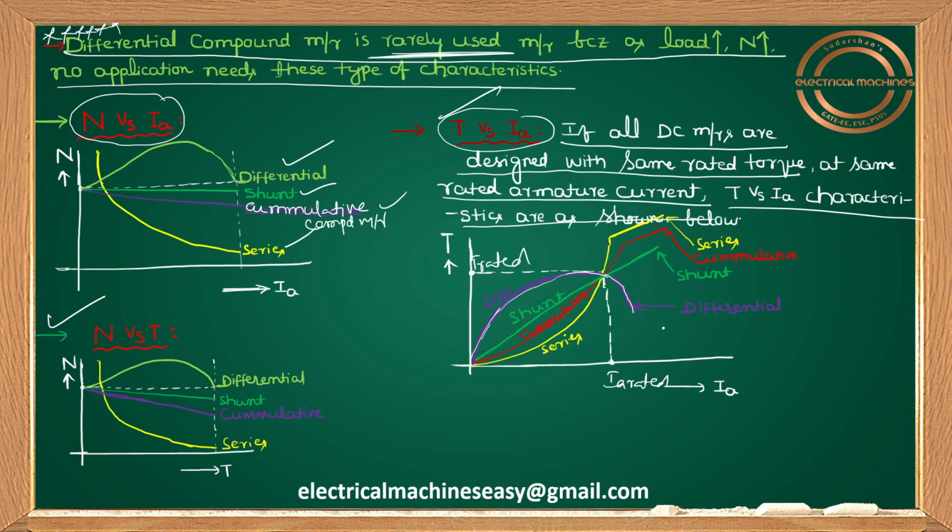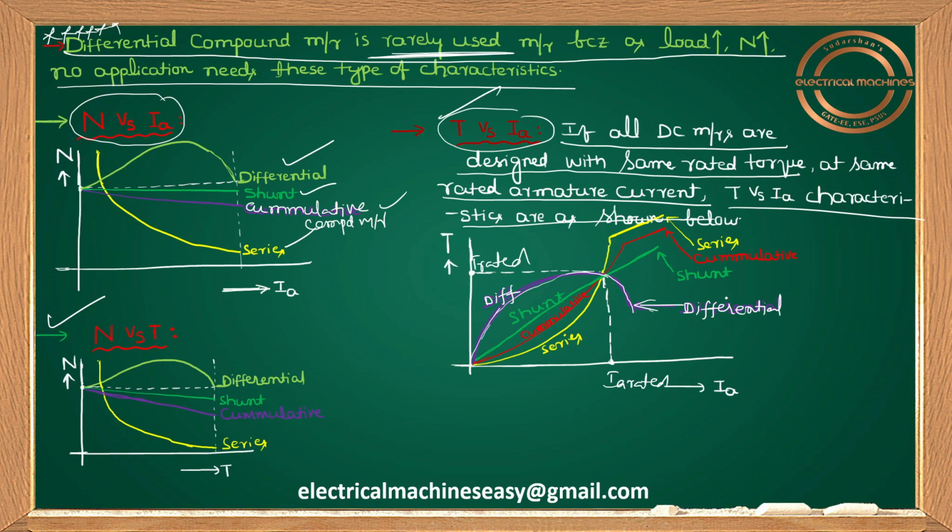Okay, here one thing you have to understand. If I draw T versus Ia for all motors in one graph itself, I'm asking some simple questions here. Tell me, which motor develops the highest starting torque? What is your answer?